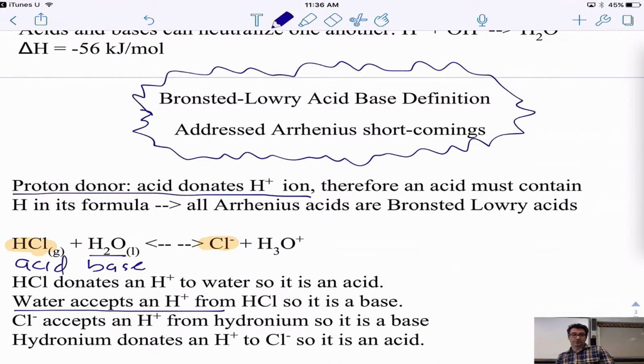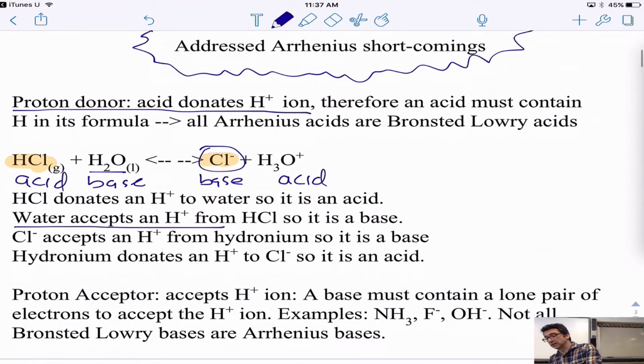Now, if we go in reverse, we see that the Cl- accepts an H to become HCl, so this acts as a base. And the H3O+ acts as an acid. The idea is that you will always have an acid and a base on each side. You'll always have an H+ donor and an H+ acceptor. And that reactivity is dynamic. You have that going in the forward direction and the reverse direction.